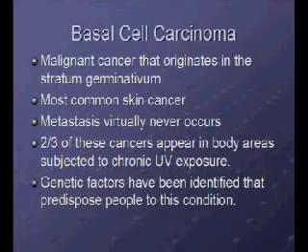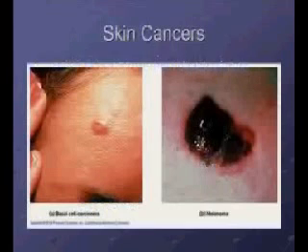Now, there are different forms of skin cancers, and we'll go into a little detail about each one of them. And then in a subsequent lecture, you'll get a lot more detail about various skin cancers. The first one is basal cell carcinoma. This is a malignant cancer that originates in the stratum germinativum. It is the most common skin cancer that affects individuals. Metastasis virtually never occurs. Two-thirds of these cancers appear in the body area subjected to chronic UV exposure. There are genetic factors that have been identified that predispose certain people to this condition.